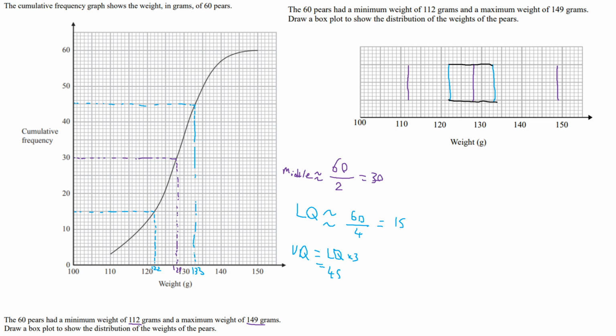We have the smallest, the largest, we have the median, the lower quartile, and the upper quartile. And that is how you plot a box plot.